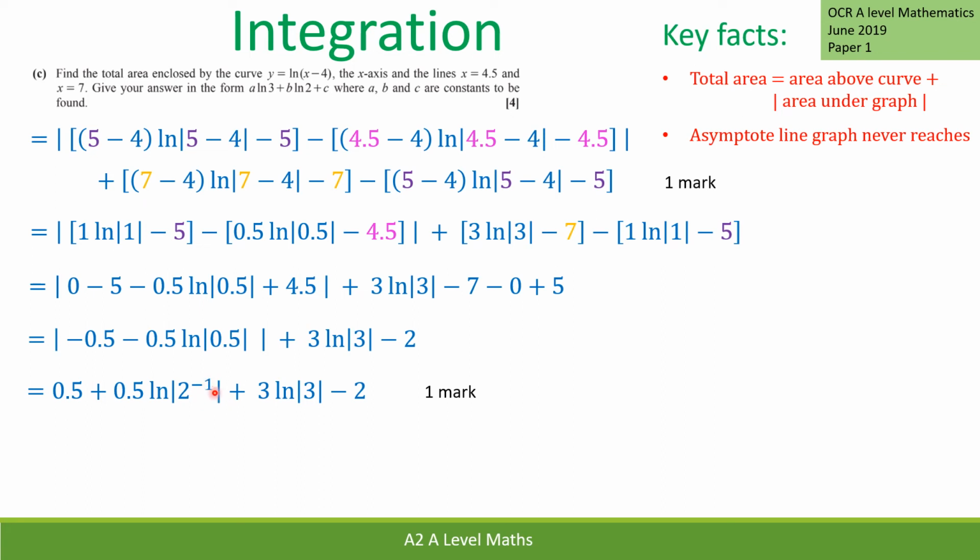From here we need to use the rules of logs, and the power comes to the front. So I end up with 3 ln 3. This power here comes to the front, becomes a minus 0.5 ln of 2. Then I've got negative 2 plus 0.5, which is minus 1.5, which is the same as minus 3 over 2. You can see this is very similar to what we've got in the question. So A is going to be 3, B is going to be minus 0.5, and C is going to be minus 3 over 2 or minus 1.5. And that will give us our fourth mark.